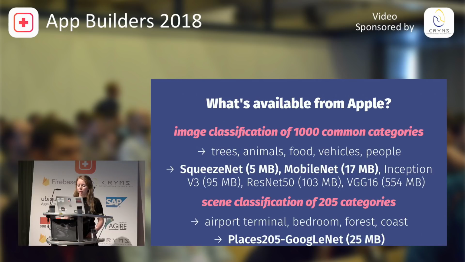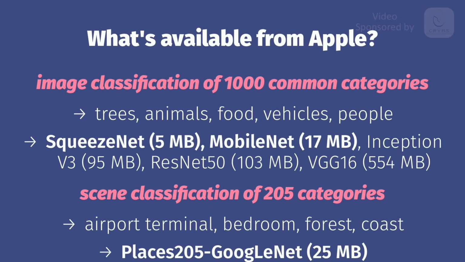So if you decide to do machine learning predictions on the device, first check what's available from Apple. Probably a lot of you have seen this already. I just want to put everybody on the same page. Apple provides us with 6 or 7 out-of-the-box machine learning models that are already in the ML model format. The 2 types of models that they provide for us are image classification of 1,000 common categories. So it will classify images into categories such as trees, animals, food, vehicles, or people.